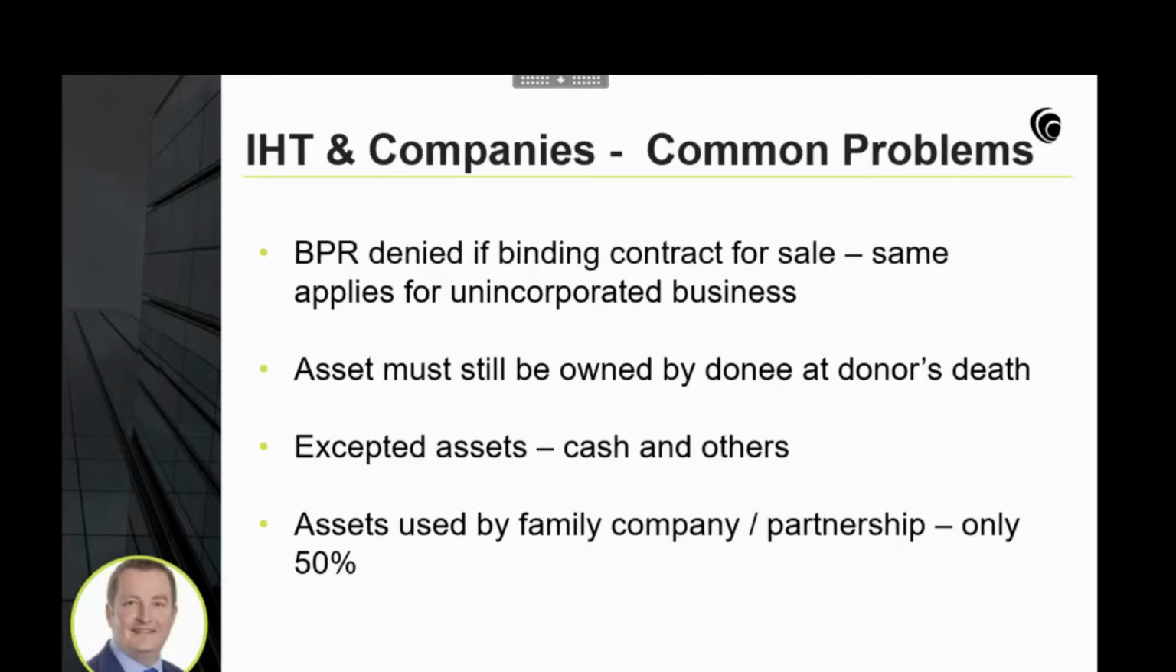And final point before I hand over to Patrick to finish is if the reason to incorporate is to accumulate cash and just suffer corporation tax, then you must be aware of the excepted asset rules, and that's a rule that will usually apply to cash that's accumulated and not used in the business. That element, or rather the element of value attributable to that cash or excepted asset, will not benefit from business property relief.